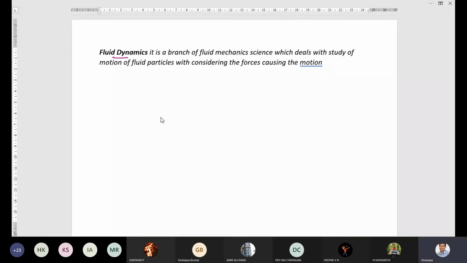So fluid dynamics is a branch of fluid mechanics and science which deals with the study of motion of the fluid. Here also, it is the motion of the fluid. But what is the difference compared to kinematics? Here we are considering the forces causing the motion, the different types of forces applied. That is the difference between fluid dynamics and fluid kinematics.